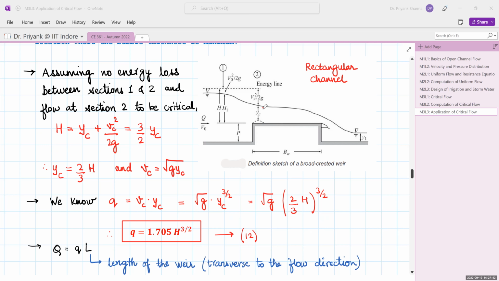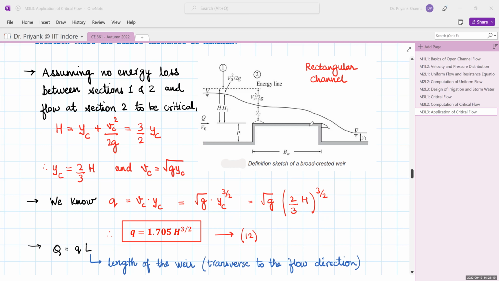is met, at that point your critical depth will be there, and you will also measure the depth upstream, that is h. Okay, that is above the floor of the weir, so that is h. So h is equal to yc plus vc square by 2g, that is equal to 3 by 2 yc, and using this you finally get an equation, small q is equal to 1.705 h raised to 3 by 2. So that means your discharge per unit width is a function of your head upstream.